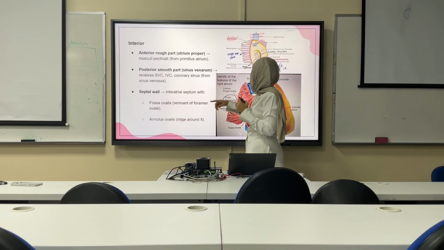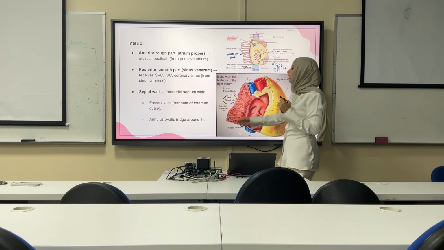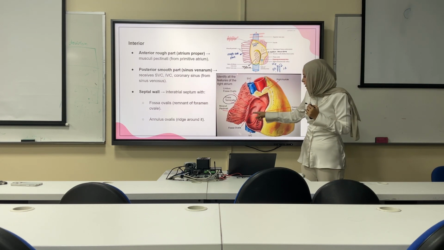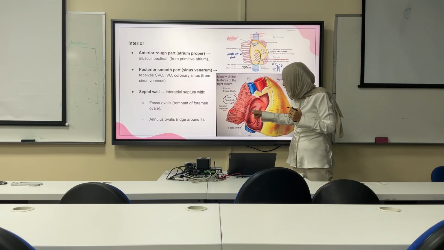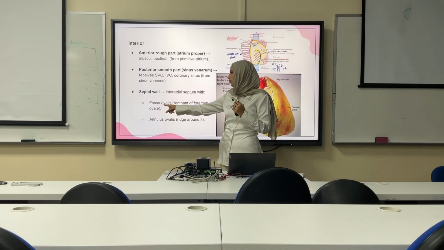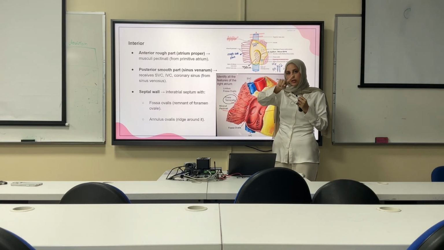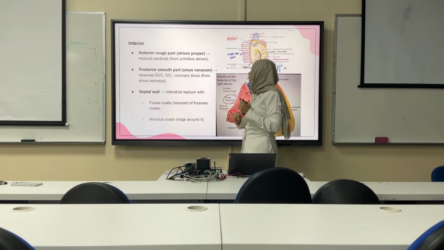And then the septal wall, the interatrial septum, divides the left atrium from the right atrium. On the septal wall we have the fossa ovalis and the limbus fossa ovalis. In the lecture anyway, it's called fossa ovalis and annulus ovalis. The annulus is the secondary one where it goes above it, and then the depressed part is the fossa ovalis. Okay.